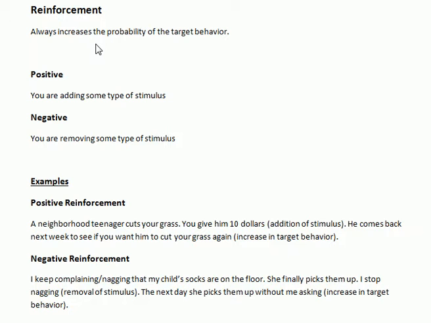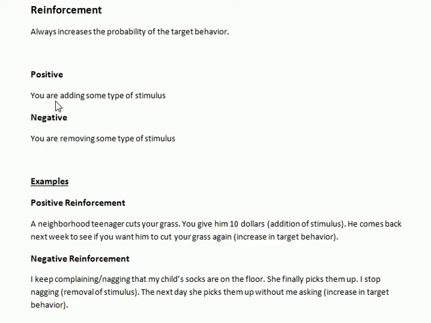So here's the definition of reinforcement. Something that always increases the probability of the target behavior. So remember that whenever you're talking about reinforcement, you're talking about increasing the probability, increasing a behavior. So that's the first step in understanding the difference between positive and negative reinforcement.